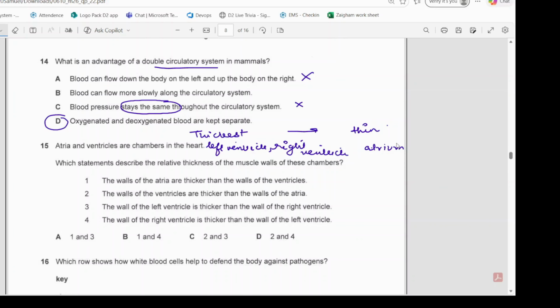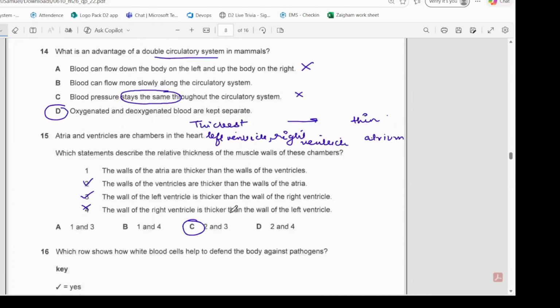There was one MCQ in the past paper in which the values are given, like 5 centimeter, 6 centimeter, and then 3 centimeter, related to their thickness. So you need to choose wisely. The atria are of equal thickness? Which statement describes the relative thickness of the muscle walls of these chambers? The walls of the atria are thicker? No. The walls of the ventricles are thicker? Yes. The wall of the left ventricle is thicker? Yes. The wall of the right ventricle is thicker than the wall of the left? No. So which option is correct?